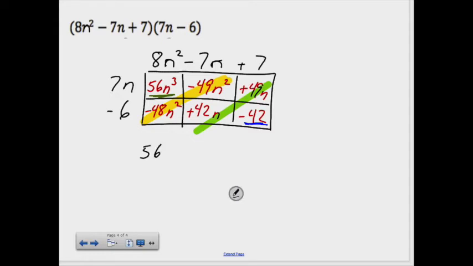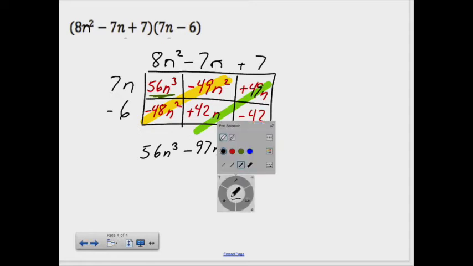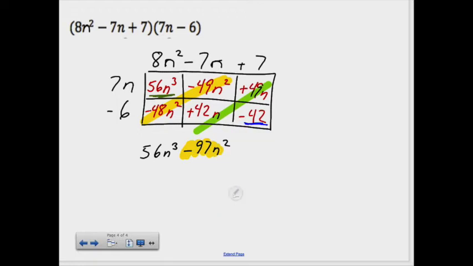We'll have 56n to the third. I'm going to combine these two that are on the highlighted yellow diagonal. So that's going to end up being negative 97n squared. Again, that was from the highlighted yellow part. And then we have the green diagonal, so that's going to end up being positive 91n. That I got from combining the two greens. And last but not least, the minus 42 comes on down.